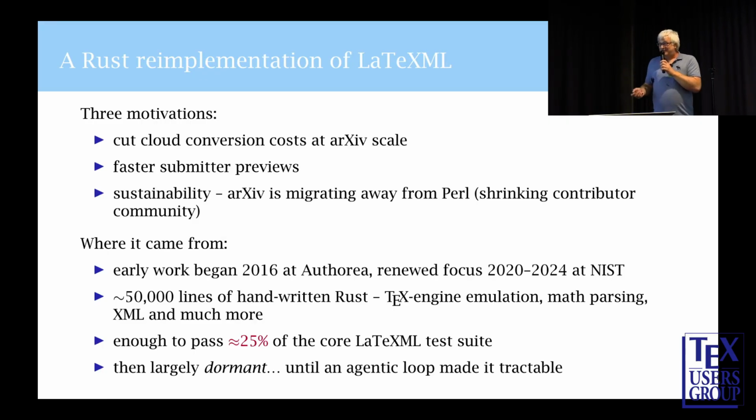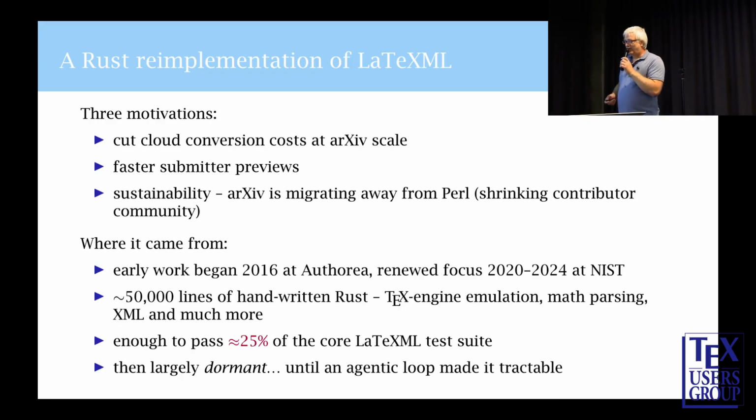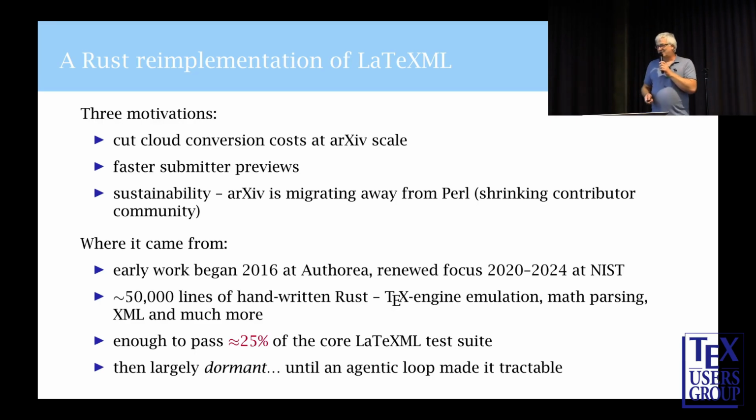So this Rust rewrite started a long time ago when Deyan was at Osoria, so like 10 years ago. And then he was working with NIST from 2020 to 2024. There were about 50,000 lines of handwritten Rust, mostly the TeX implementation, emulation, so to say, and math parsing. And that passed only 25% of the test code, which is not enough, of course.